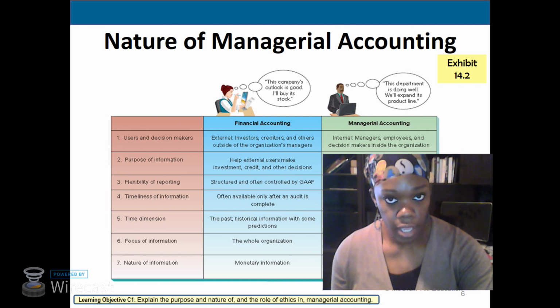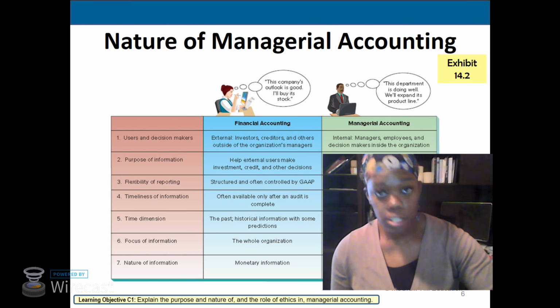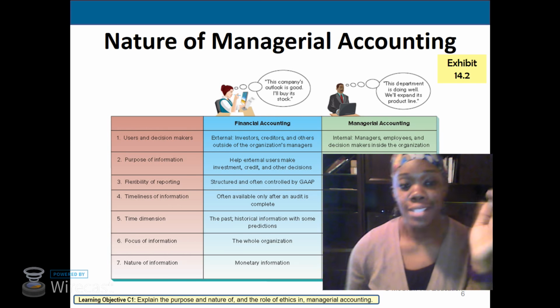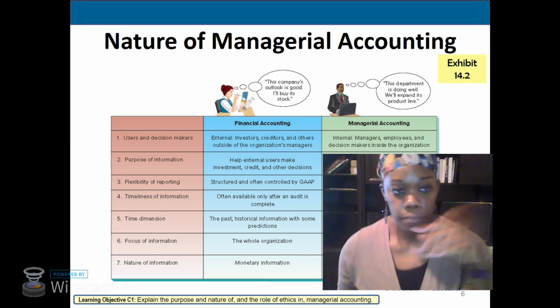Financial accounting does not allow you to do that. It does not matter. The sales department, the production department, the advertising department, all of them have to see the same financial statements. All right, so that's kind of the major difference between financial accounting and managerial accounting.